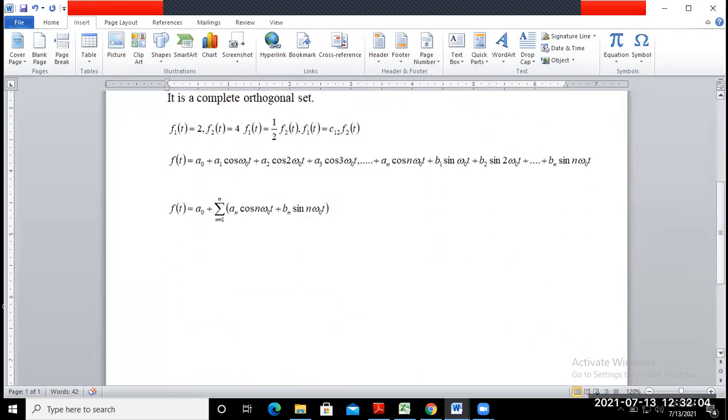So this is the Fourier series representation in trigonometric form. That means f(t) equals a naught plus the sum from n equal to 1 to infinity of a n cos n omega naught t plus b n sin n omega naught t. Now we just write the coefficient terms, that means a naught, a n, and b n, or we can find out the coefficients.